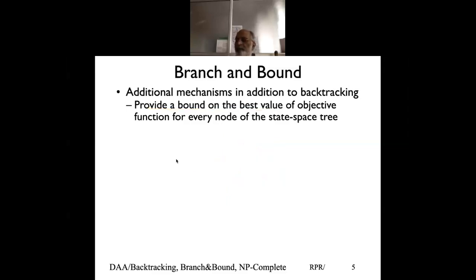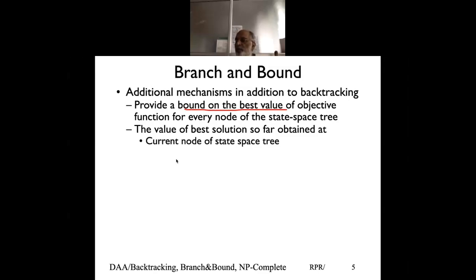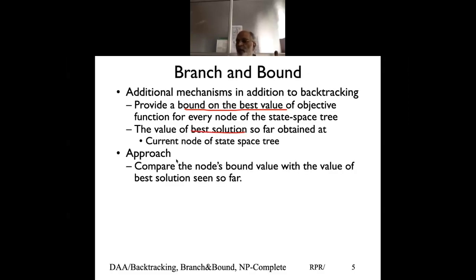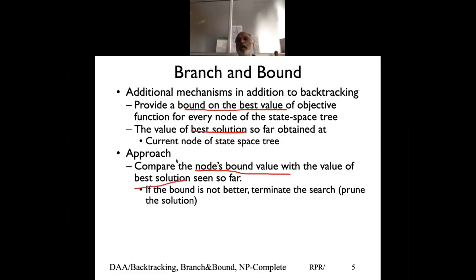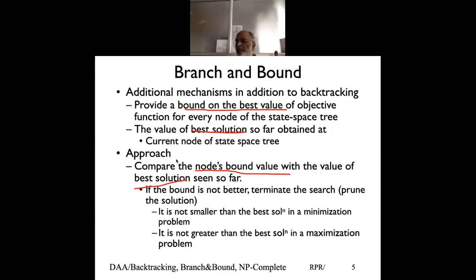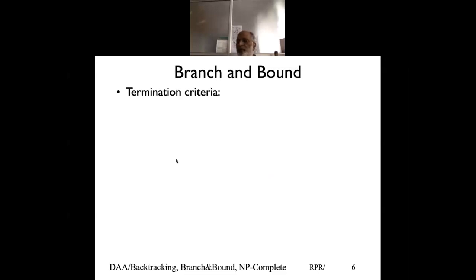So basically, place a bound on the best value, whatever the objective function is, minimization of cost or maximization of profit, and look at the current solution compared to the best solution so far. So primarily look at the current bound value, that following this path, what is the answer I'm going to get, compare with the best solution. For minimization, if the current bound value is more than the best value, discard it. For maximization, if the current node's value is less than the best value so far, we discard it and continue. And we explain this with an example and continue this way.